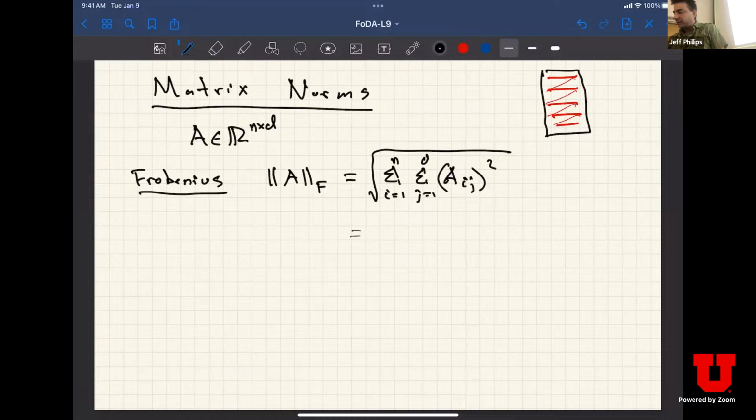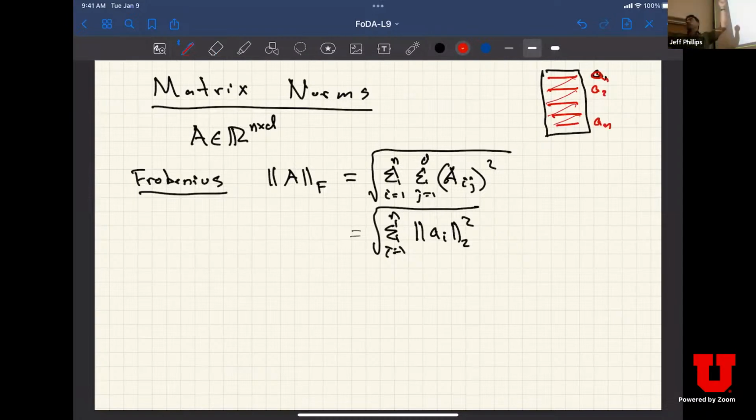Another way of viewing this is the sum from i equals 1 to n of the 2 norm squared of each of the rows. So if the rows are A1, A2, up to AN, and I took the squared norm of each of those rows, added up the squared norms, and then took a square root at the end, that's the same thing as the Frobenius norm.